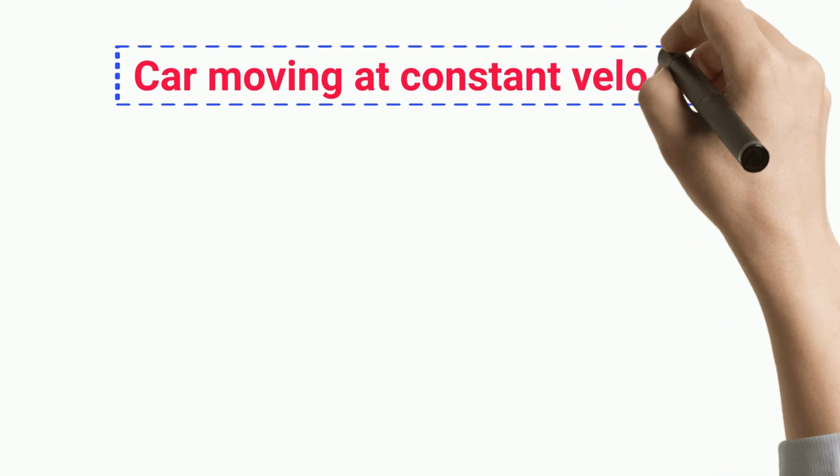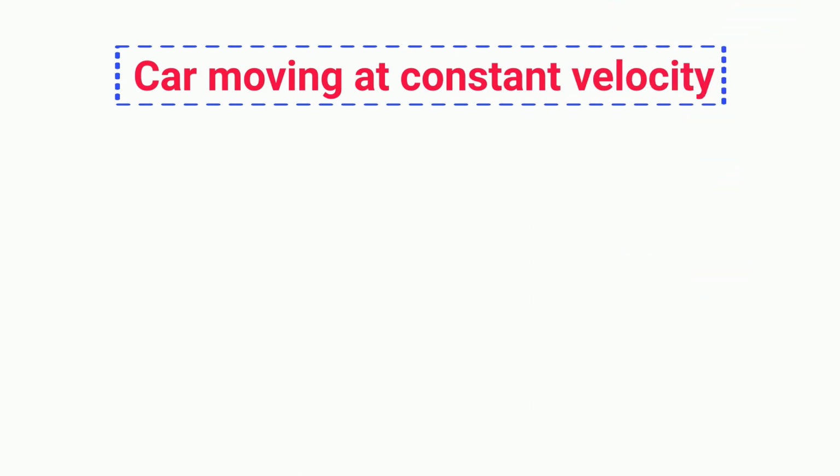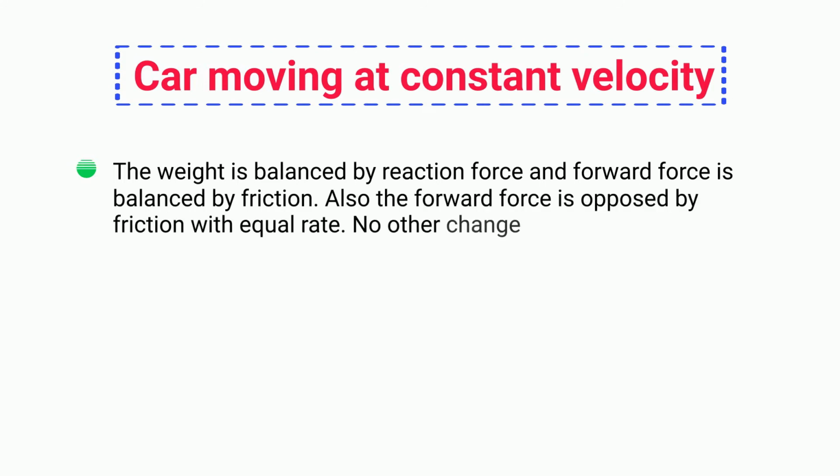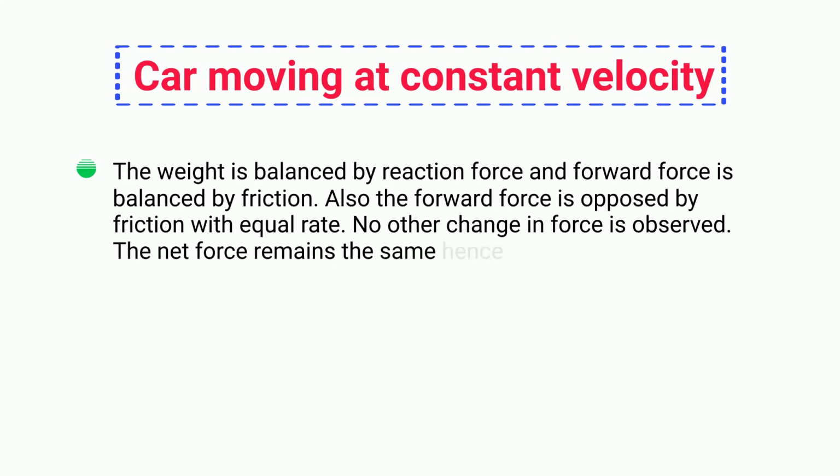Car moving at constant velocity. The weight is balanced by the reaction force and the forward force is balanced by friction. Also, the forward force is opposed by friction at an equal rate. No other change in force is observed. The net force remains the same, hence it is said to be in dynamic equilibrium.